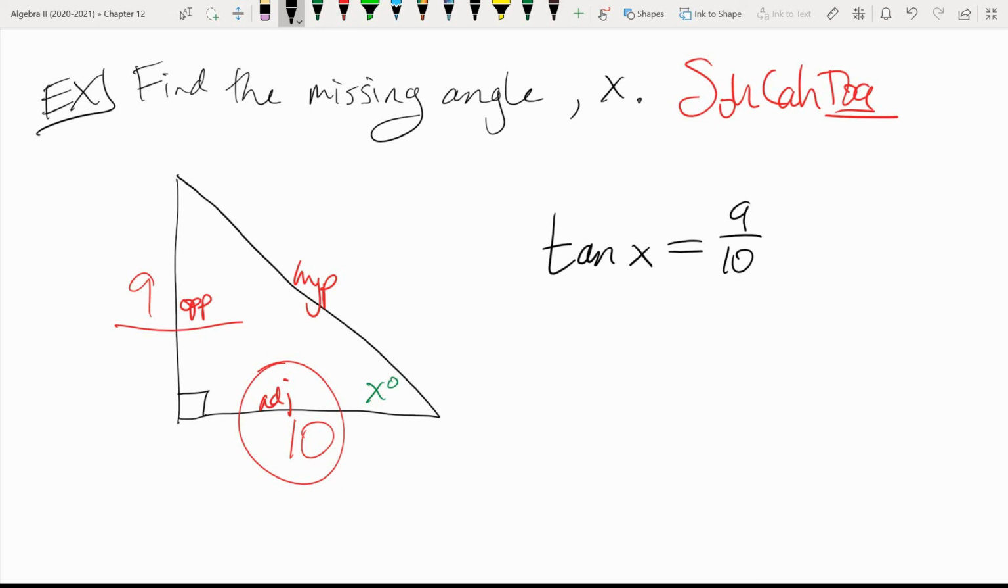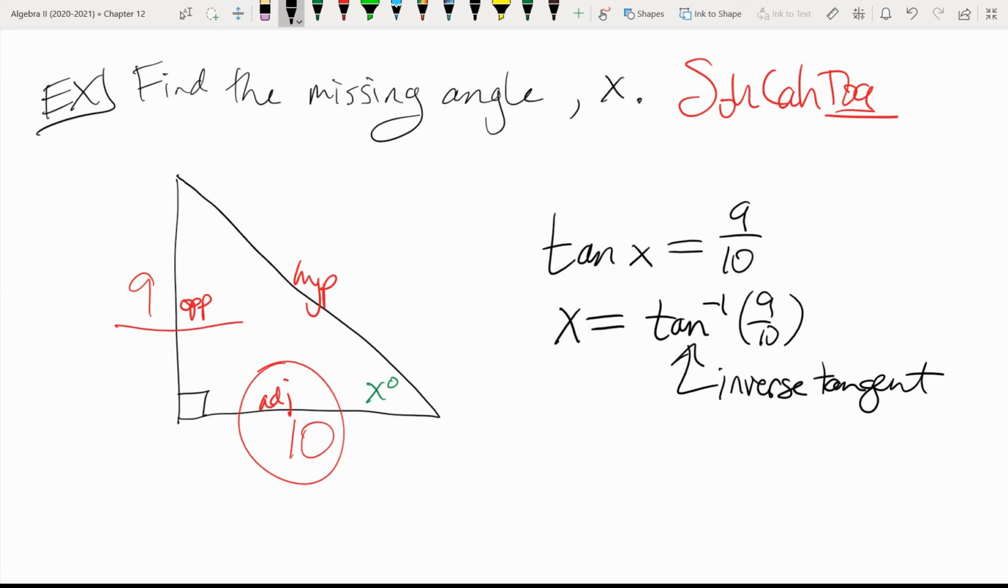Well, it turns out there's a way to undo tangent or sine or cosine, just like multiplication has an inverse operation of division, or addition has an inverse operation of subtraction. Tangent has an inverse operation of inverse tangent. So I can literally solve this for x by taking the inverse tangent of both sides. So this little thing right here, we call this the inverse tangent. Or if it's sine, inverse sine, or sine inverse, some people say. So that little -1 there, that doesn't mean raise it to the -1 power. It just means this whole thing is the inverse tangent, which is a function.